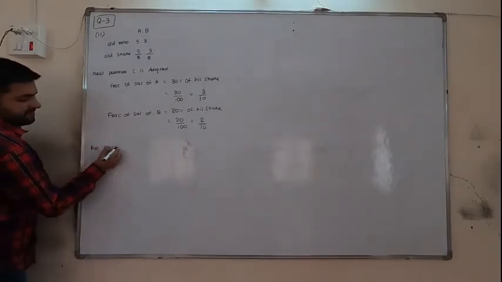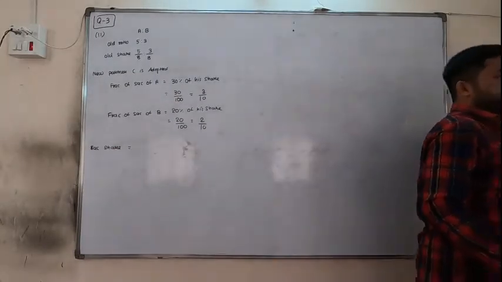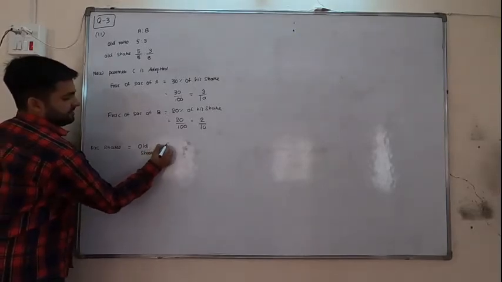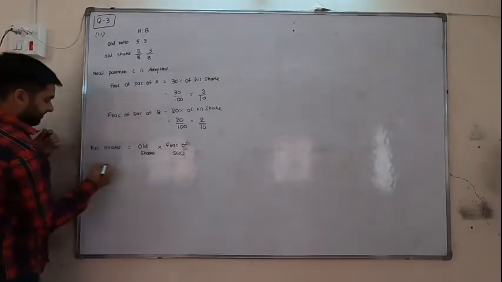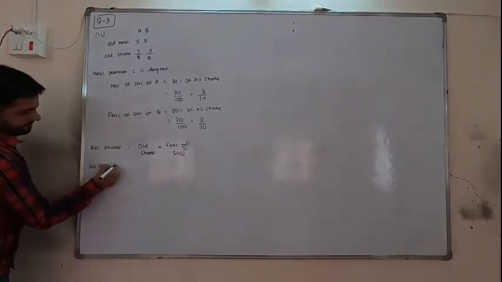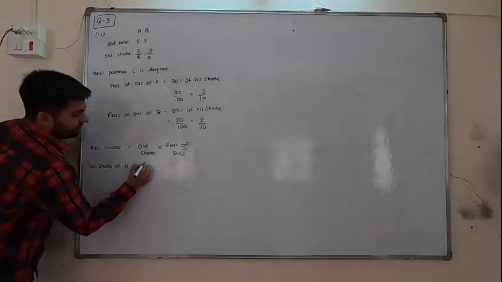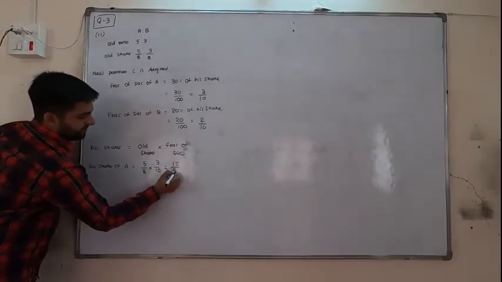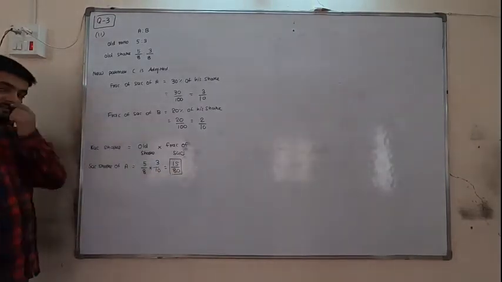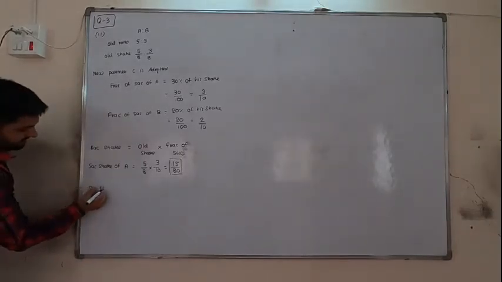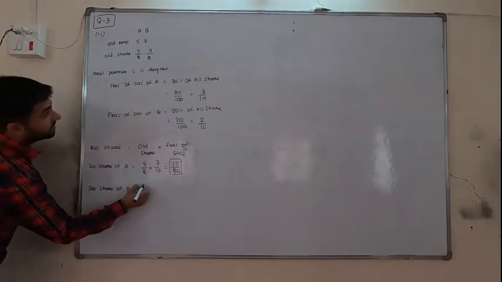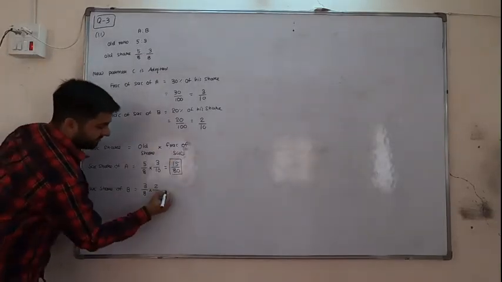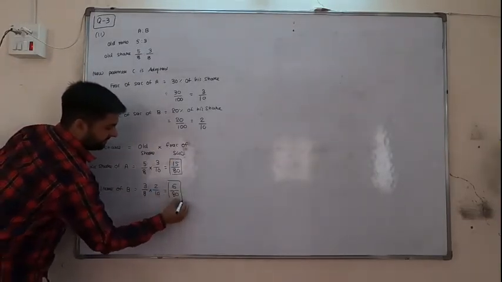we will start with sacrifice share. Sacrifice share is equal to old share multiplied by fraction of sacrifice. Sacrifice share of A: A's old share is 5 by 8, A's fraction of sacrifice is 3 by 10. So it is 15 by 80. 5 threes are 15, 8 tens are 80. Then sacrifice share of B: 3 by 8 multiplied by 2 by 10. 3 by 8 is the old share, 2 by 10 is the fraction. 3 twos are 6 by 80.